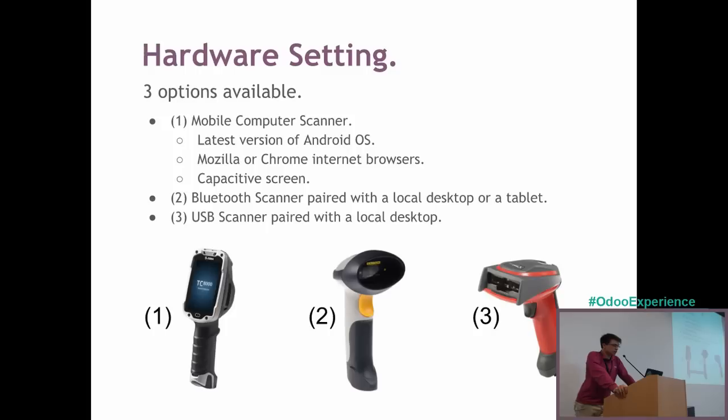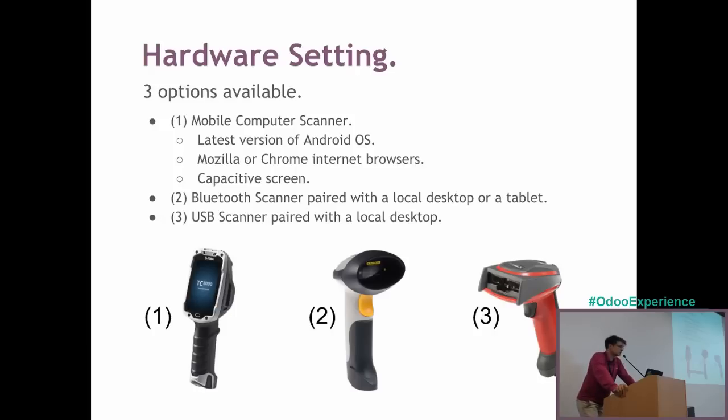Then the second option that you have is less costly, but also a bit less flexible in terms of where you can move in your warehouse. It's a Bluetooth scanner, which is paired with a local desktop or tablet. So that's a combination that you can think of. And then I would say the low-cost option would be a USB scanner paired with a local desktop.